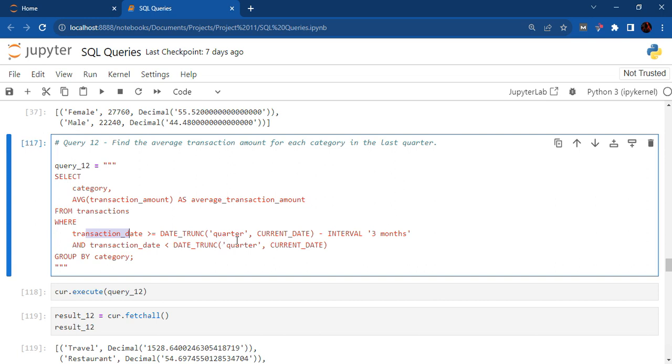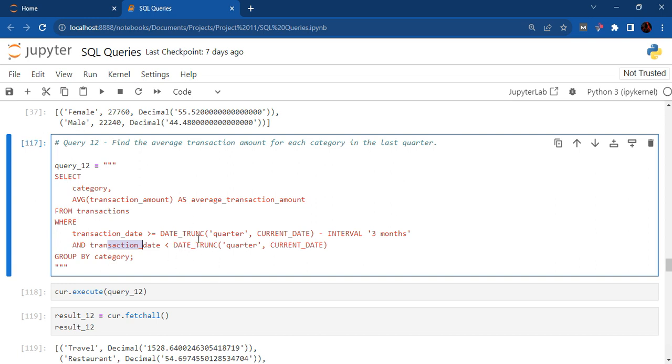Now a quarter is 3 months. Per year we have 4 quarters, which is 4 times 3, which is 12 months. So we have 3 months in each quarter. We have to get the quarter of the current date, which is, okay, now it's February, sorry. Then the interval is 3 months, because it's a quarter. So we want to make sure that our transaction date is greater than or equal to this, and also that our transaction date is less than this.